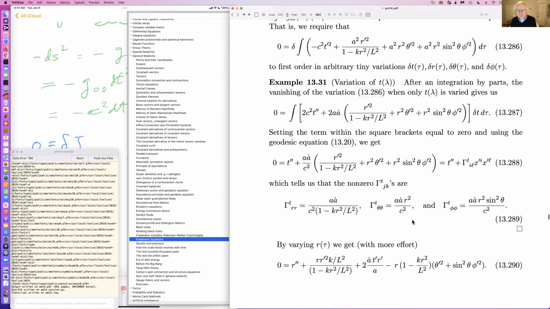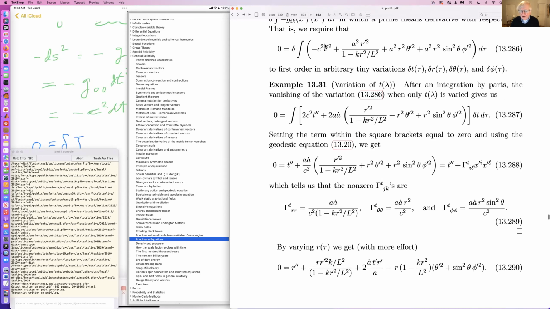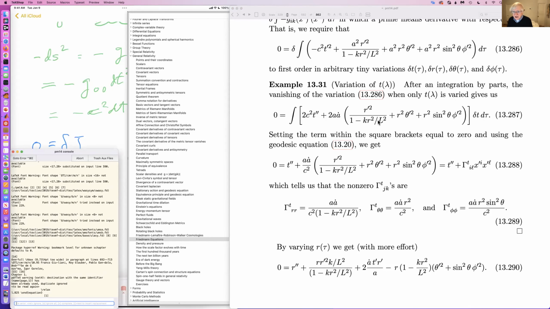And in particular, for the variation of the time variable, and here I've got a lambda, and it should have been a t of tau. So let me make that a tau if possible. And then down here, that's also tau. I decided to switch from lambda to tau sort of at the last minute there.